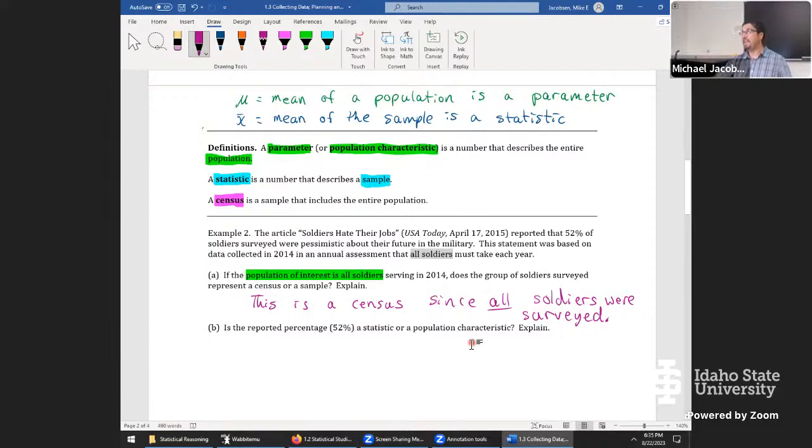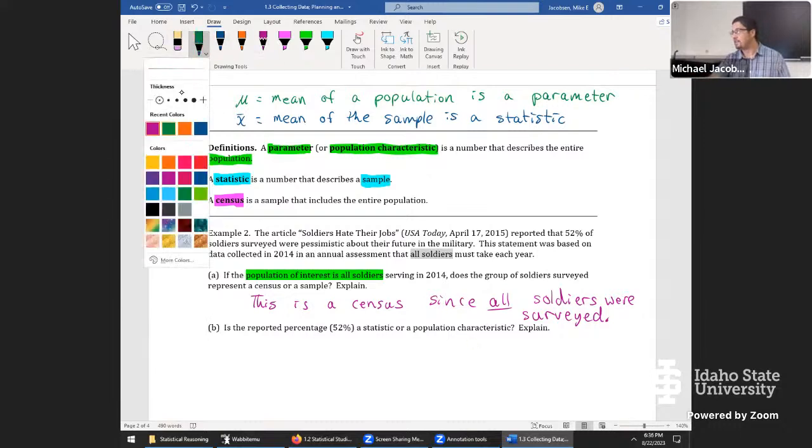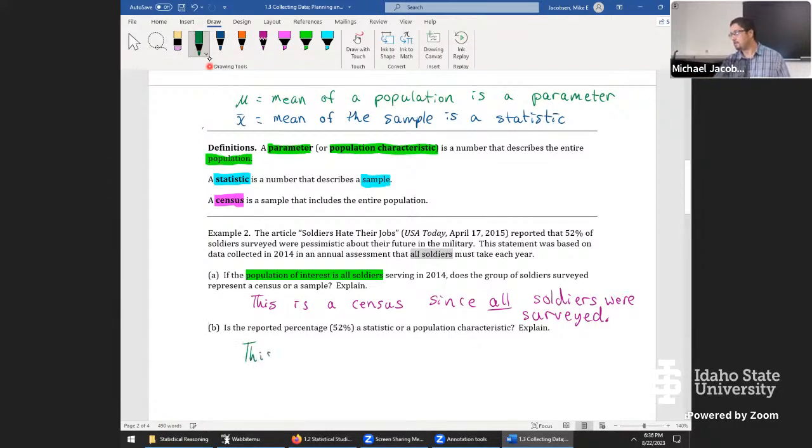I feel like this one's tough, but any volunteers for this one here? Yeah, go ahead. Exactly. So this one is a population characteristic. You can see why sometimes the author uses parameter in place of that. And what would you say the justification might be for that?